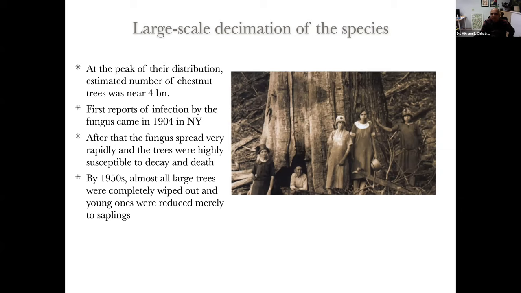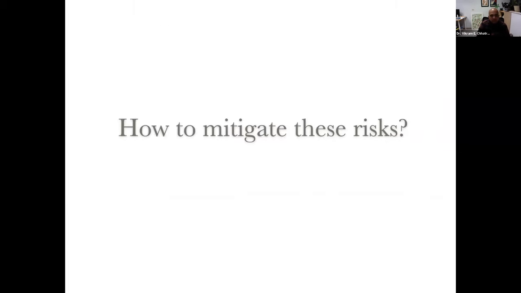And a lot of people and many governmental agencies like the US Forest Service tried to mitigate this. First they tried to make a hybrid between Chinese chestnut and American chestnut. That didn't work. They didn't grow here. They were not adapted to these conditions. So that was not able to work. And so people tried many different things, but nothing worked. And so the question is, how to mitigate these problems?